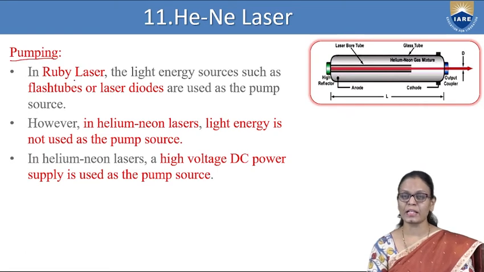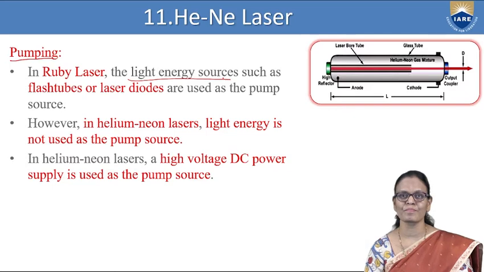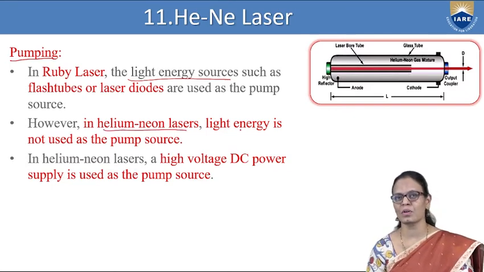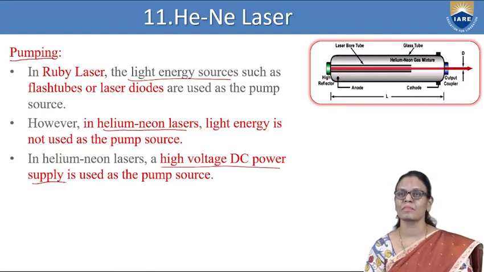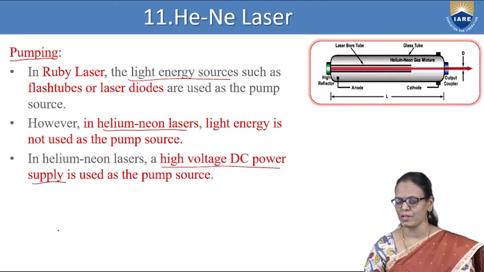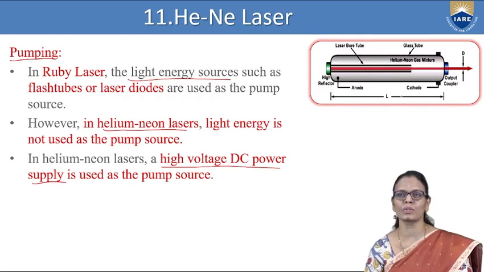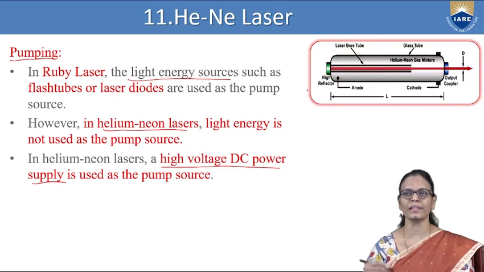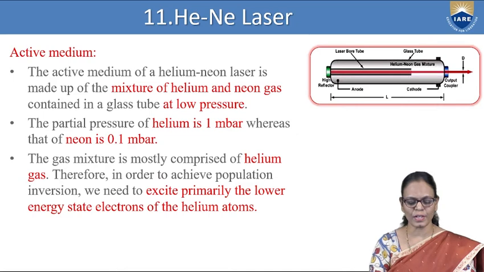We have already seen that in ruby laser we used a light source for pumping. But in helium neon lasers, light energy is not used. We use a high voltage DC power supply. The two ends of the tube are connected to a very high voltage DC power supply, and because of that the atoms get the energy and are excited to higher states. Then what is the active medium?